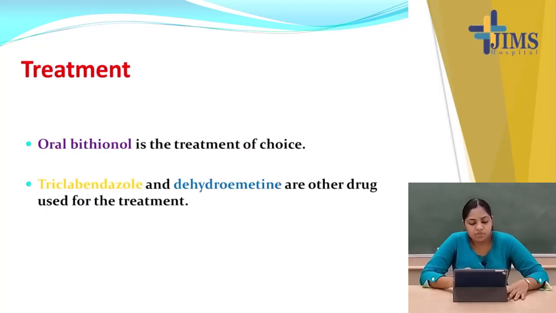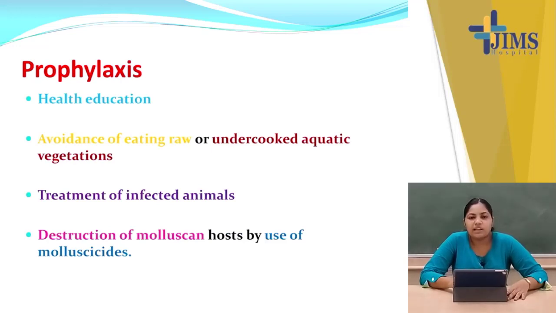So coming to the treatment of Fasciola hepatica, orally we can give bithionol, which is the drug of choice. Triclabendazole and dehydroemetine are also drugs used for the treatment of fasciolosis. Coming to prophylaxis, health education is important for sheep and cattle herders, and avoid eating raw or uncooked aquatic vegetables. Infected animals should be treated, and destruction of molluscs is important. We can use molluscicides, which will kill the molluscs or snails.